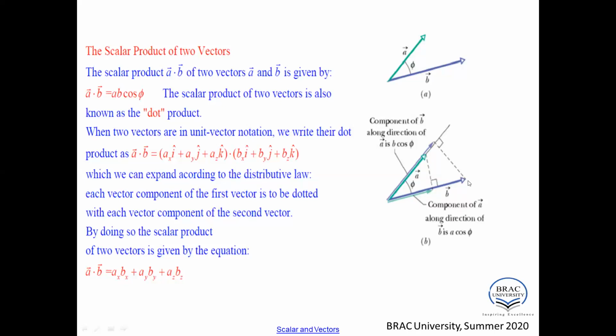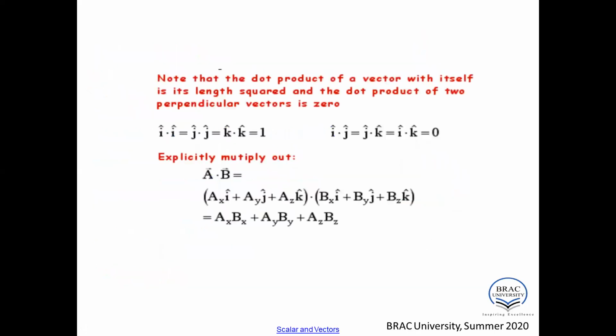Similarly, in case of vector B, the component of vector B along the direction of vector A is B cos phi. Here, given that similar thing, i dot i equals j dot j equals k dot k equals 1, and in case of different unit vectors it is 0. In the dot product of vector A and vector B, finally AxBx multiplication of x components plus AyBy multiplication of y components plus AzBz multiplication of z components.